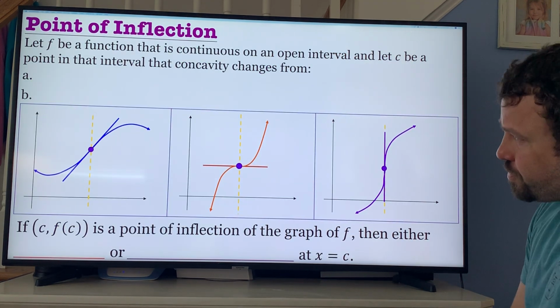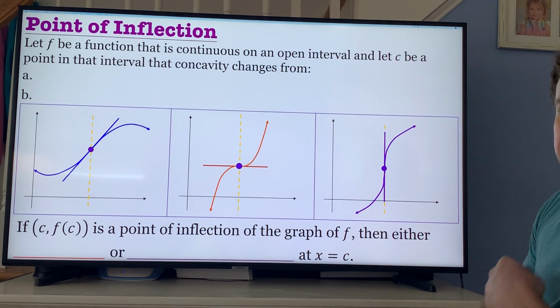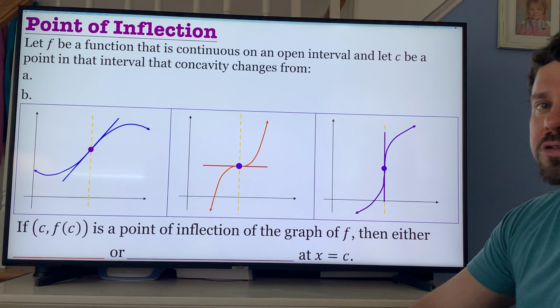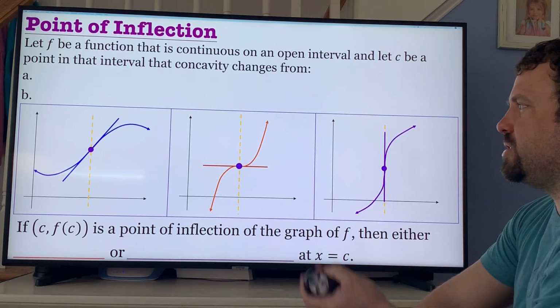All right, so what we're going to do now is go over something called the point of inflection. This is exactly what I said before. We're going to use the critical number we find to find the point of inflection. So it's just adding an extra step.